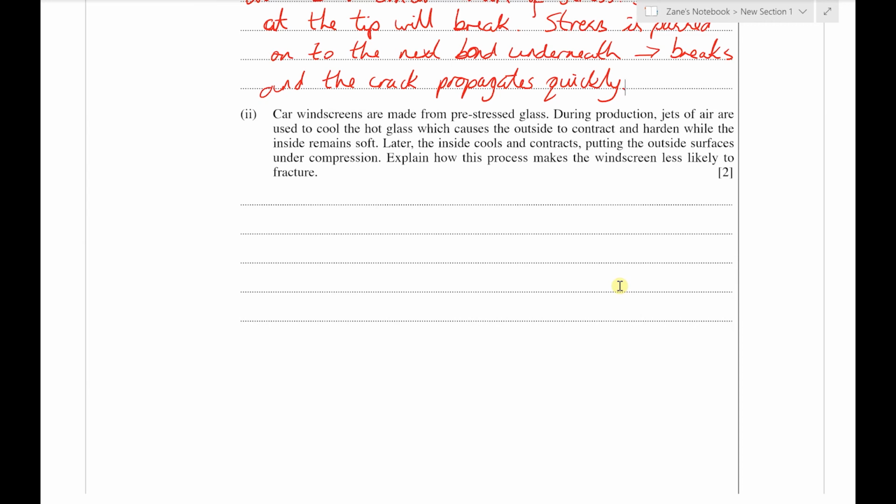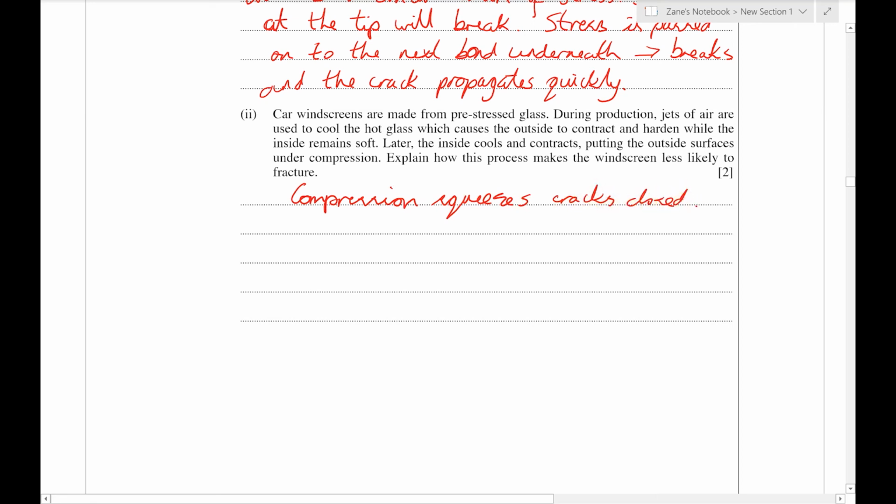So what we're looking at here is that the compression squeezes cracks closed, and therefore there's no concentration of stress at the tip of the crack, and therefore the bonds at the tip of the crack don't break, and therefore the crack doesn't propagate. So we can just simplify this at the end and just say something like, therefore cracks won't propagate through the glass.